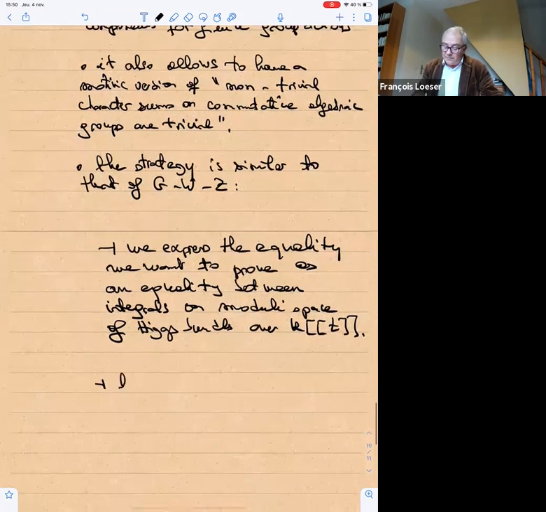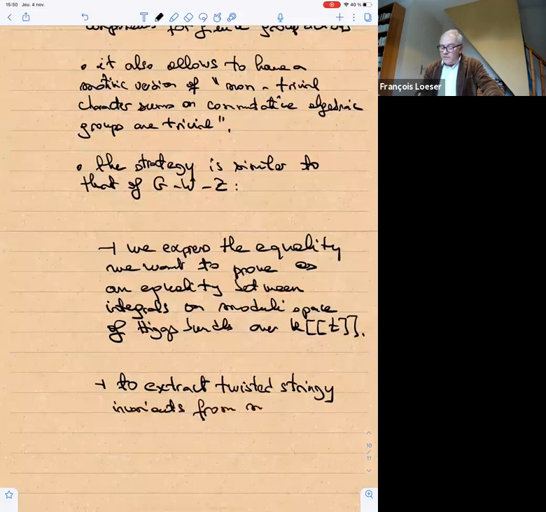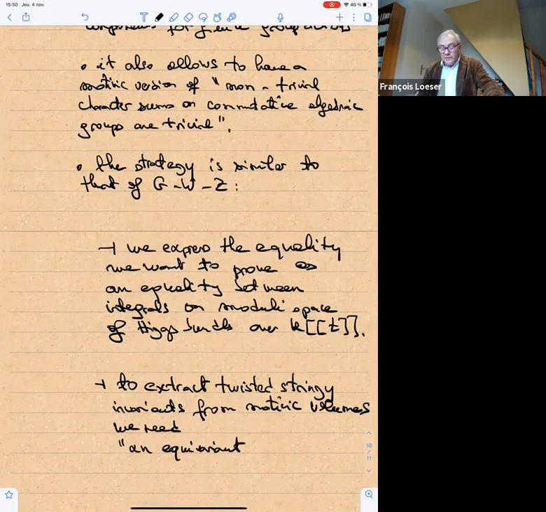Now, in order to extract twisted string invariants from motivic ones, I mean, from motivic volumes, we need some kind of equivariant volume formula for the orbifold.